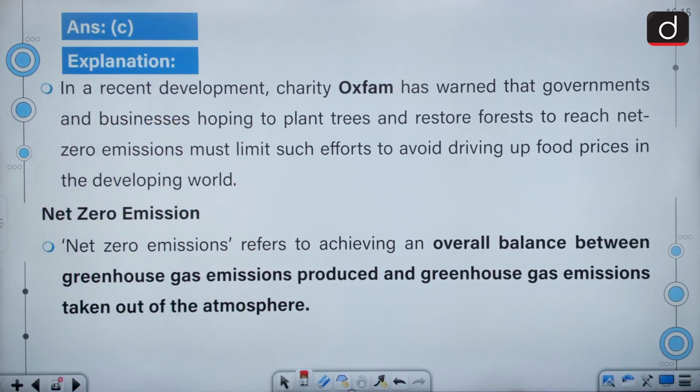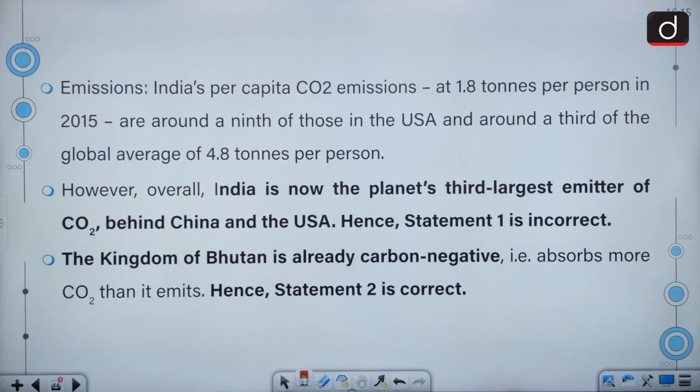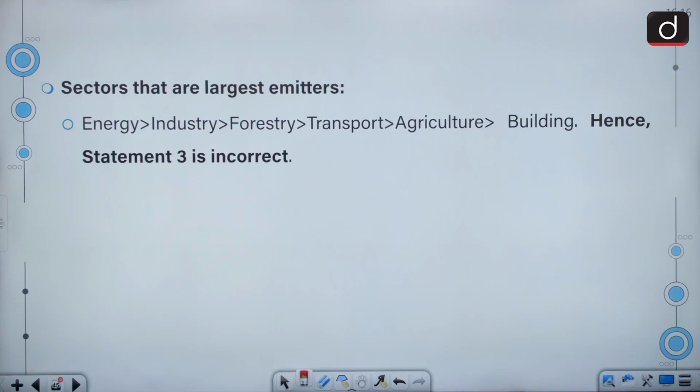Net zero emissions refer to achieving an overall balance between greenhouse gas emissions produced and greenhouse gas emissions taken out of the atmosphere. India's per capita CO2 emissions are at 1.8 tons per person in 2015. These are around a ninth of those in the US and around a third of the global average of 4.8 tons per person. India overall, however, is now the planet's third largest emitter of CO2 behind China and the USA, and the Kingdom of Bhutan is already carbon negative.